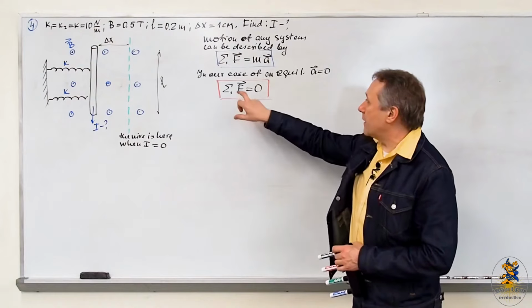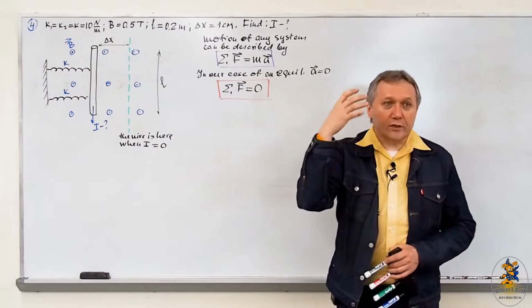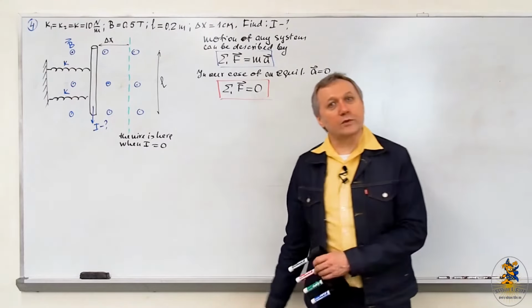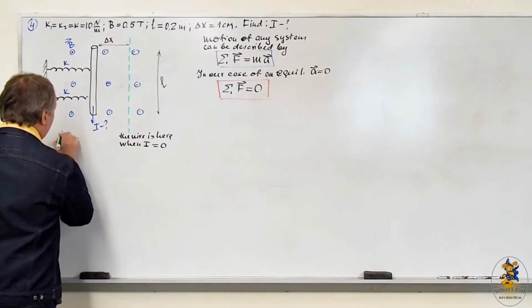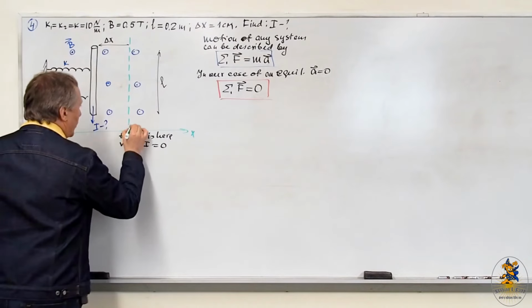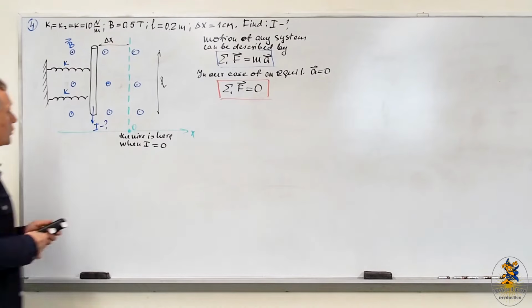We need to identify all forces. And since forces are vectors, let's introduce a coordinate system, because we need to know which forces are positive and which are negative. All right, so let me introduce the coordinate system. This is x. And I will position the origin at the point where the wire is when the current is off.